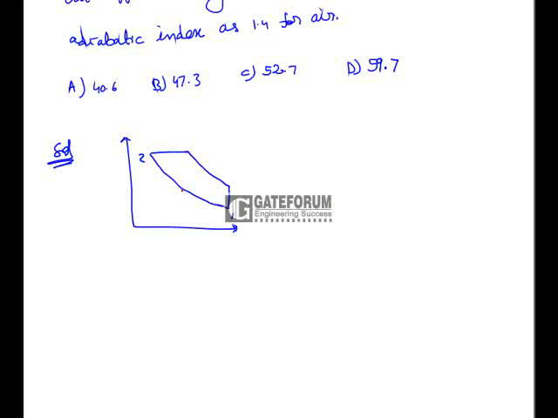Here 1 to 2 is the compression process, 2 to 3 is heat addition, 3 to 4 is expansion, and 4 to 1 is heat rejection process. So in the given data, the cylinder has a bore of 250 mm and a stroke of 350 mm. Stroke is nothing but V1 minus V2, and is equal to 350 mm, and a clearance volume of 1500 cc.